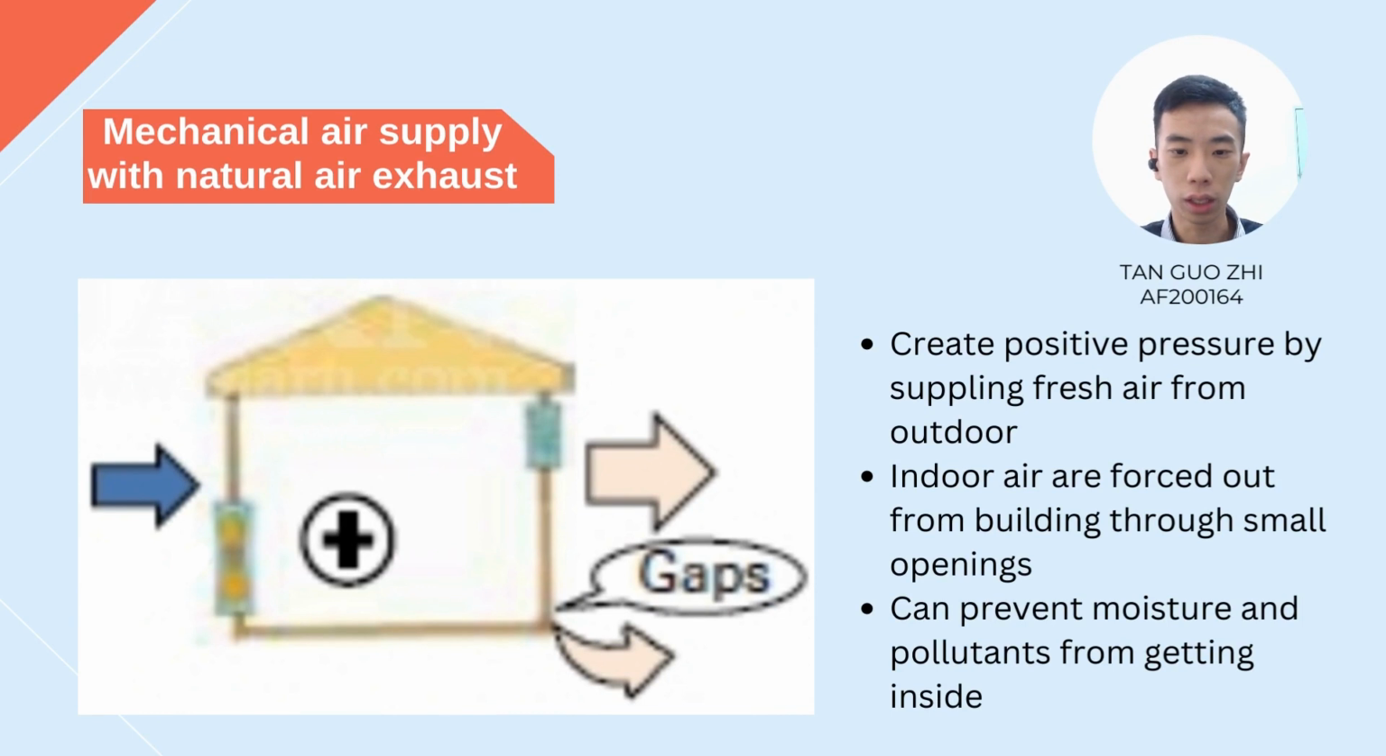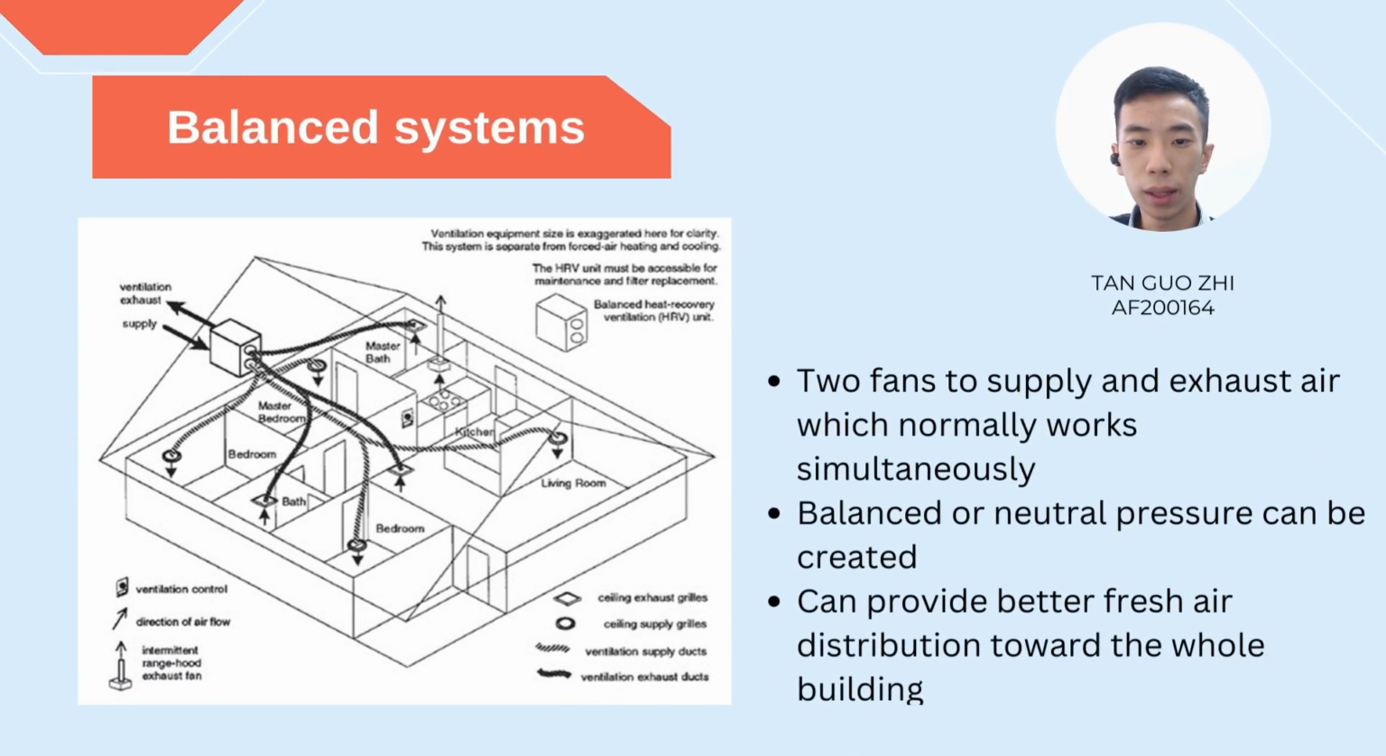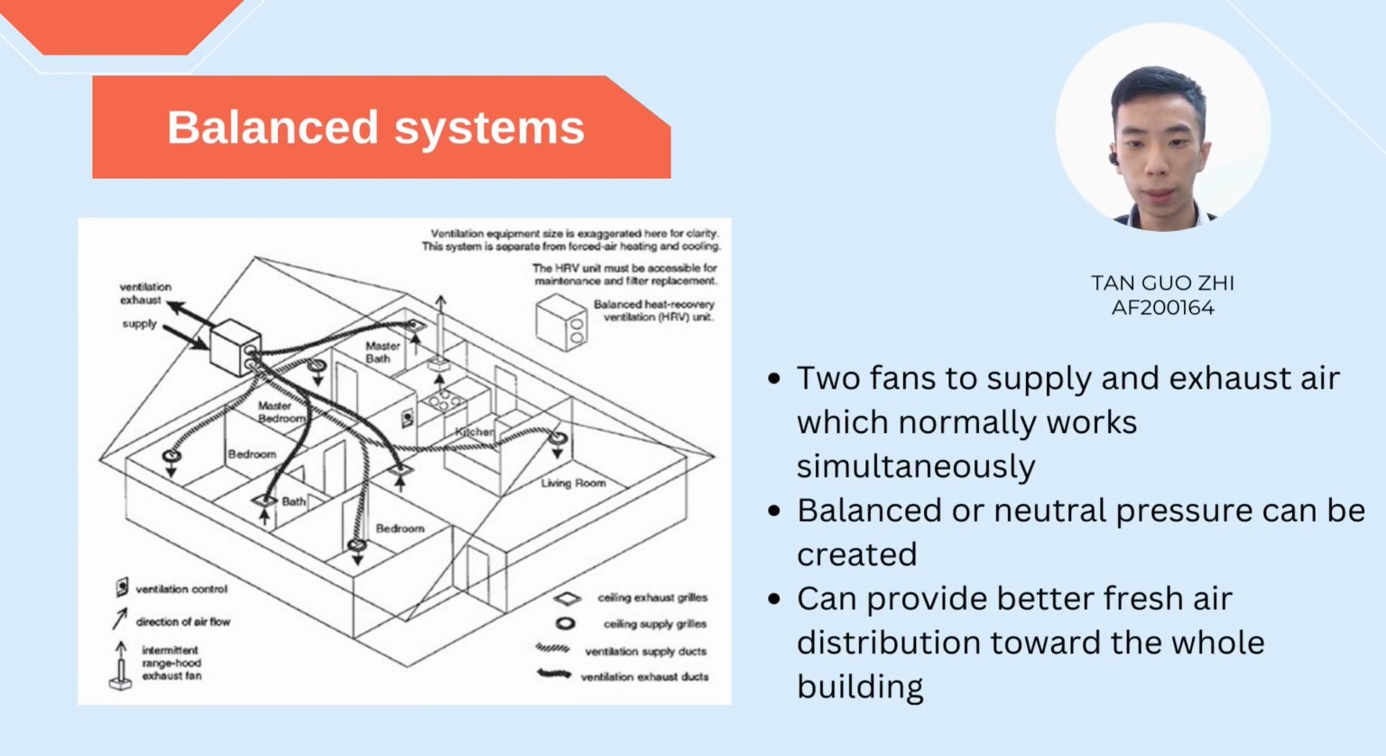as shown in the figure. As opposed to the previous system, the ventilation fan can also create positive pressure by supplying fresh air from outdoors into a building envelope, and due to the pressure difference between indoor and outdoor, the indoor air is forced out from the building envelope through small openings to prevent outside moisture and pollutants from getting in through this passage. Besides that, the balance system normally uses 2 fans to supply and exhaust air, and these 2 fans work simultaneously to create balanced or neutral pressure. Although the balance system is more complex than other systems, it can provide better fresh air distribution toward the whole building, as shown in the figure.